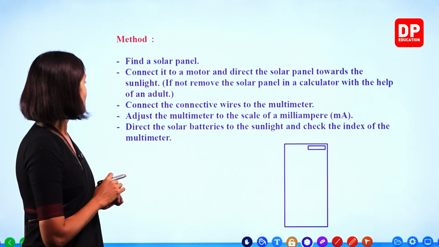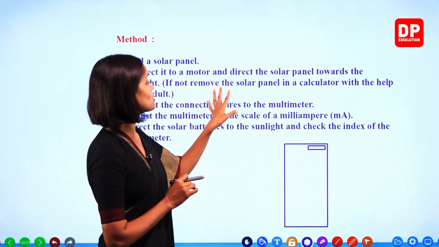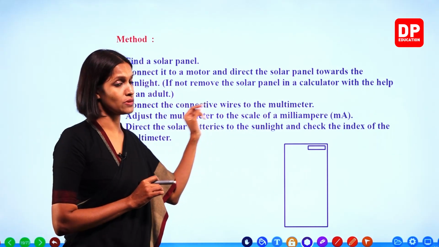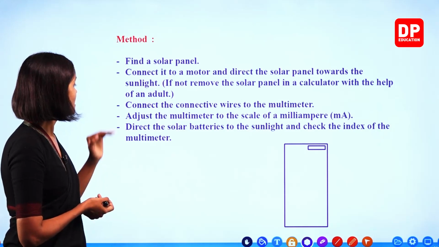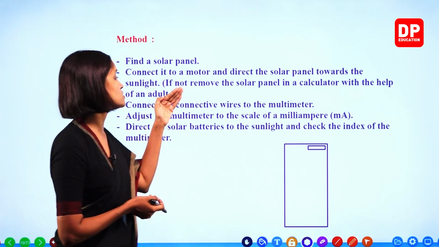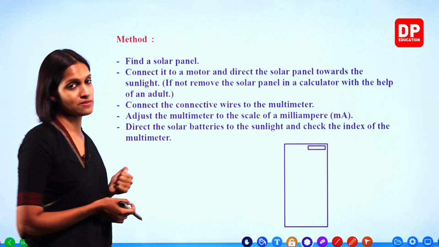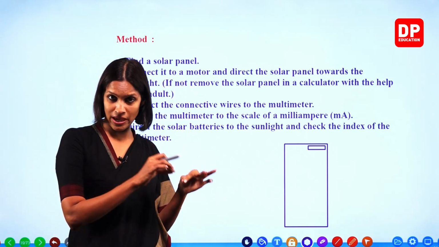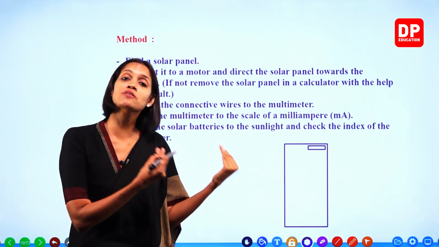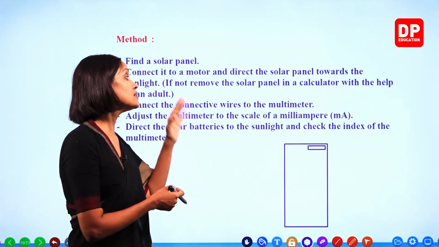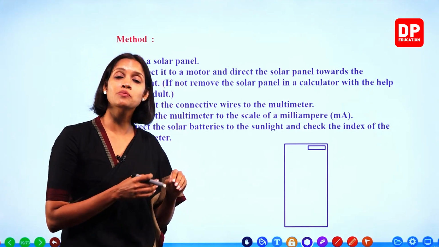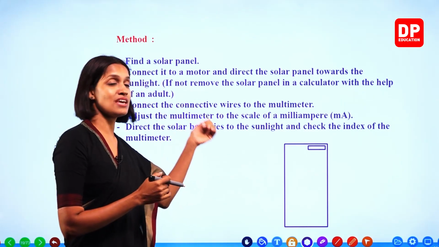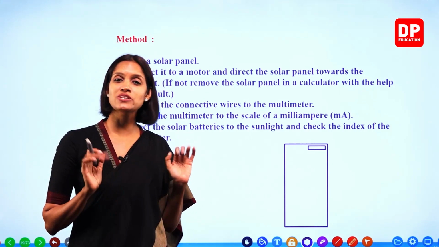Right? Okay. And then connect the connecting wires to the multimeter. Adjust the multimeter to the milliampere scale to measure the electric current. And then direct the solar battery to the sunlight and check the indicator of the multimeter. You have to fix the multimeter to the solar panel, then expose it to light and check whether the multimeter works. Now here, in addition to this multimeter, I am going to fix a small motor with a small fan and do the same activity. Right, children? We'll do this activity now.